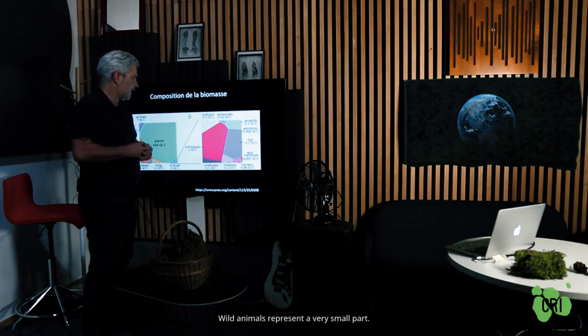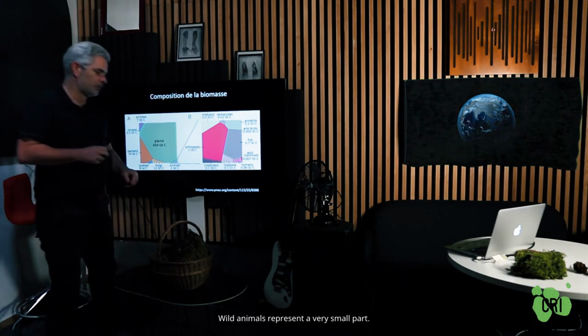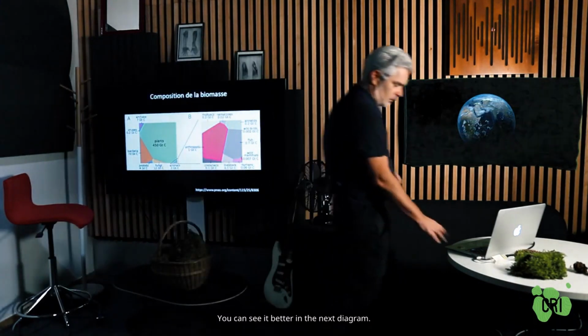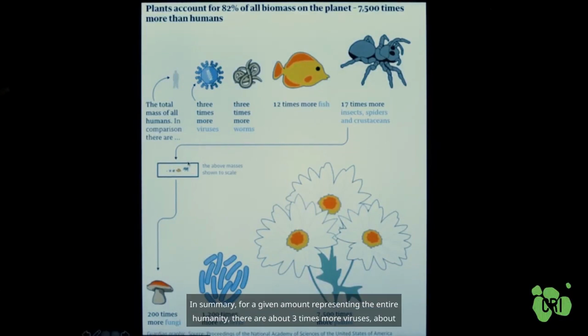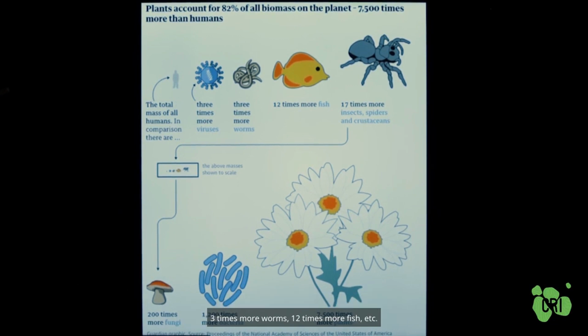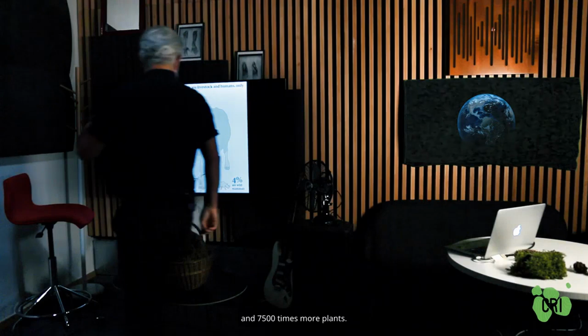Wild animals represent a very small part. You can see it better in the next diagram. Here's what we are doing. In summary, for a given amount representing the entire humanity, there are about 3 times more viruses, about 3 times more worms, 12 times more fish, etc., and 7,500 times more plants.